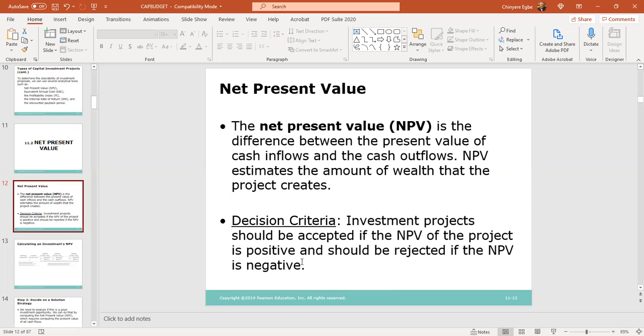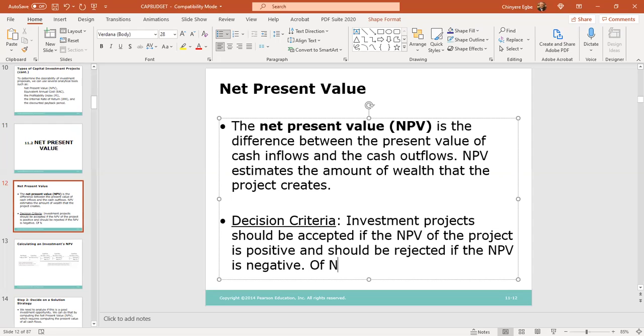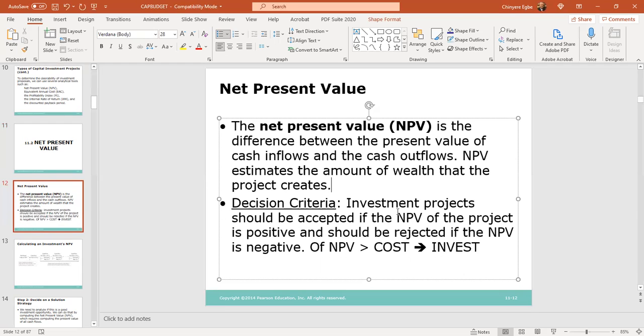Whenever we have NPV, for example, if the net present value is greater than cost, that means we justify investment. So we invest. If not, we don't invest. If the net present value of the project is greater than cost, essentially NPV is greater than 0, we invest.